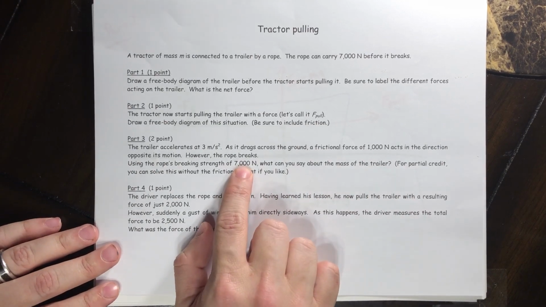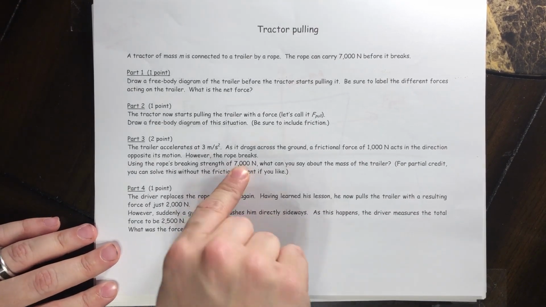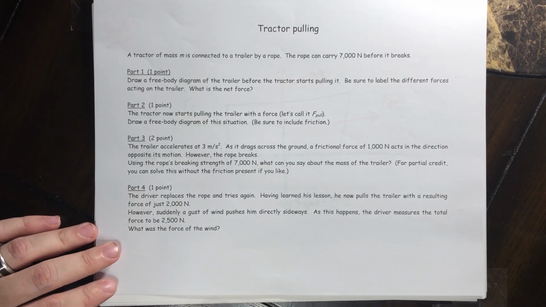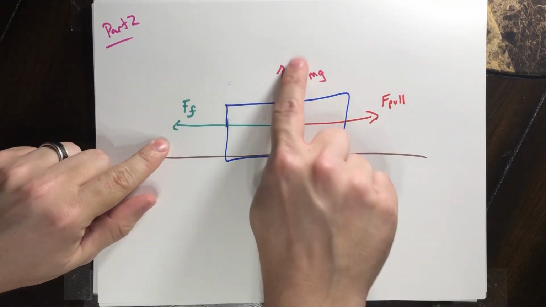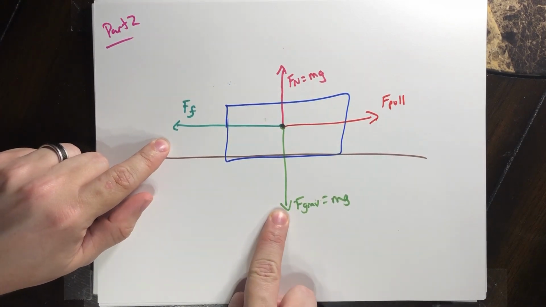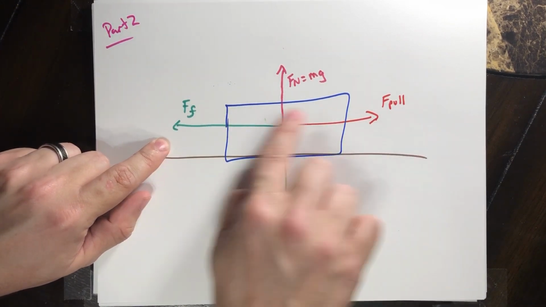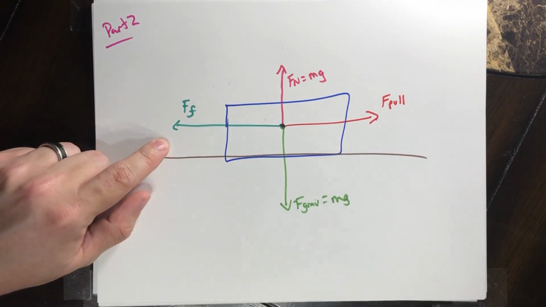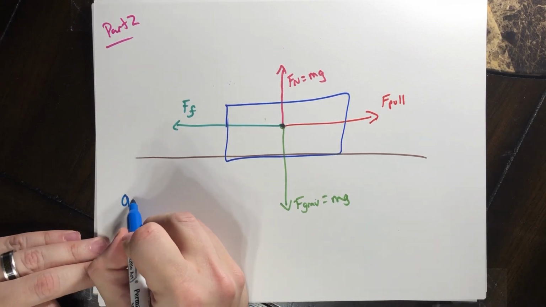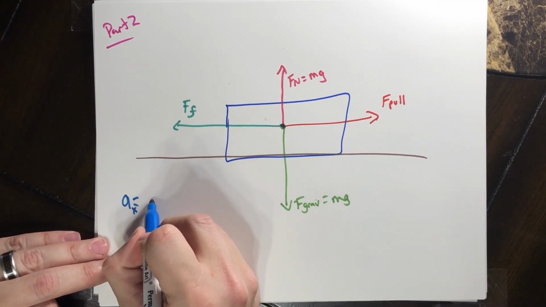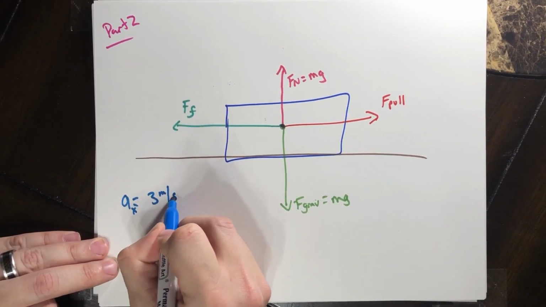So using this, we know that we can figure out mass. It's going to have to be that or greater. Anything greater would break it as well. Okay. So if we go back here and look, again, in the y direction, our forces still cancel out. So we know that there has to be some kind of acceleration in the x direction. In this case, we're given the acceleration in the x direction as 3 meters per second squared.